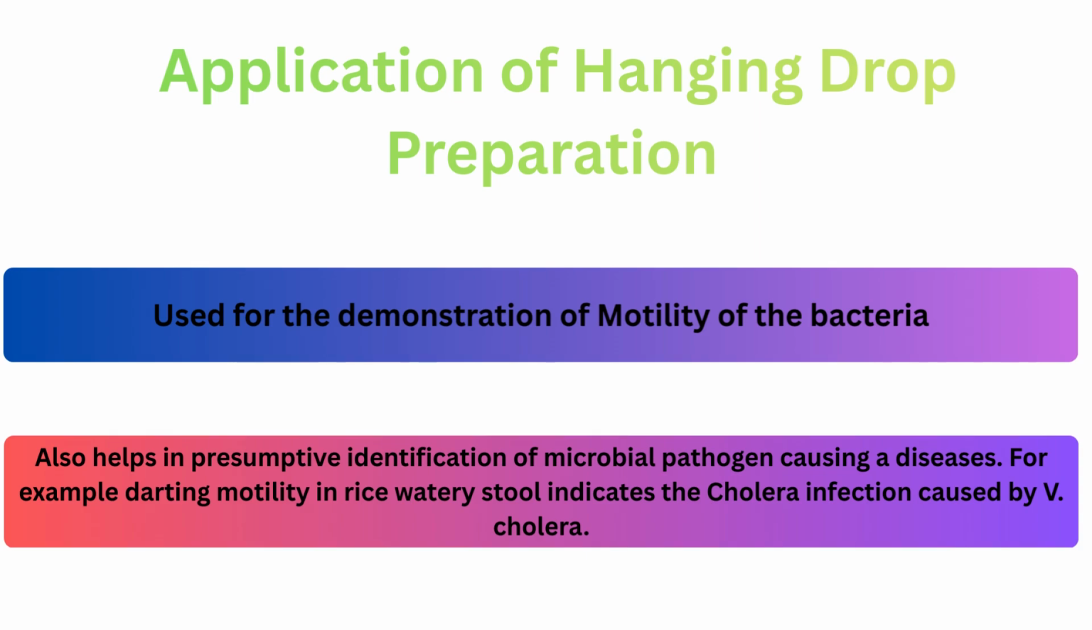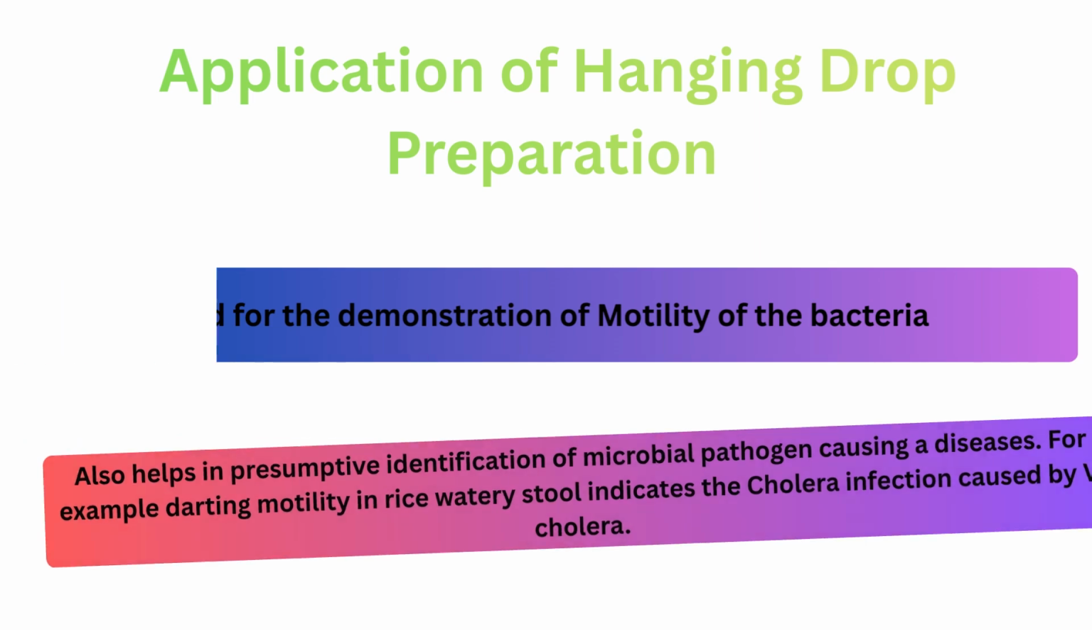For example, hanging drop preparation of diarrheagenic stool. If we see the presence of motile bacteria with darting motility, it suggests that the patient is having diarrhea because of Vibrio cholerae infection and the person is having cholera disease.